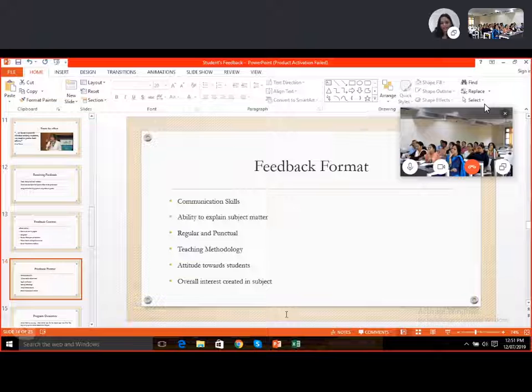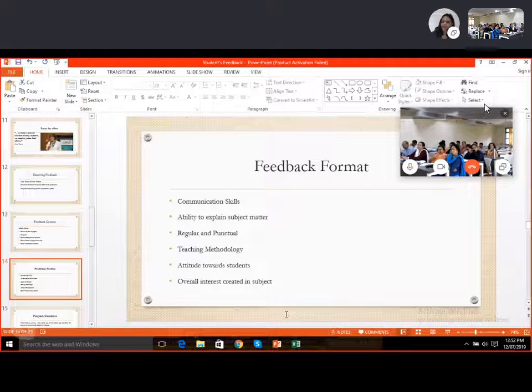Regularity and punctuality, teaching methodology, because nowadays we are going with traditional as well as ICT, so that is also important. Attitude towards students, this is a very necessary part, because we are mentors of our students. We follow the system that for every 15 students we have one mentor. I am also one mentor.